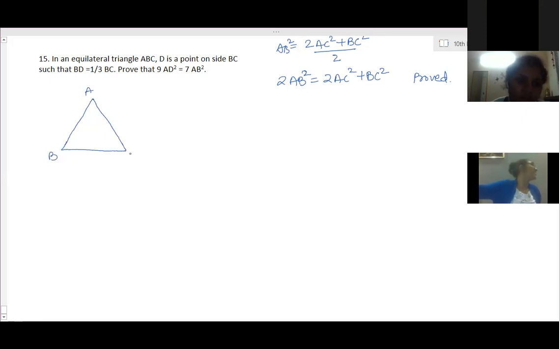A, B, C. It is an equilateral triangle. D is a point on BC such that BD is 1/3 of BC. So third part. Now AD we have to draw. Now we don't have any perpendicular.